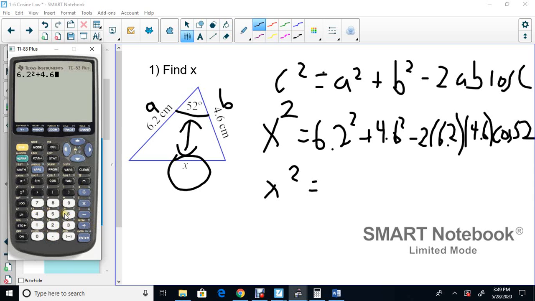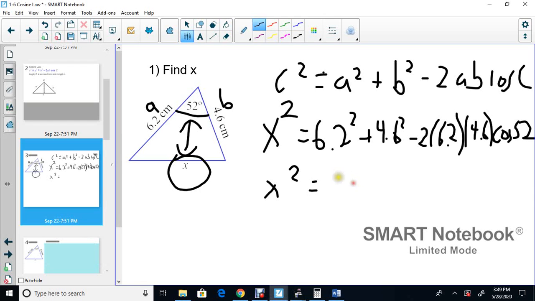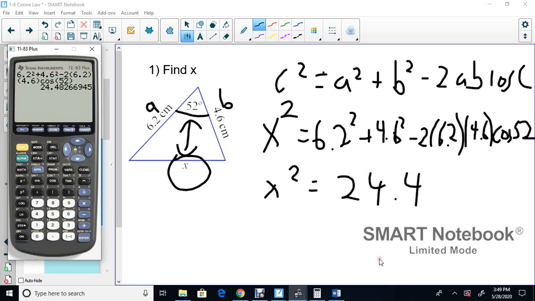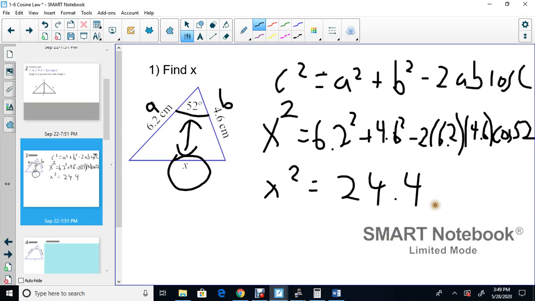4.6 squared plus minus 2 bracket 6.2, close the bracket, open the bracket, 4.6, close the bracket, cosine 52, and I'll just close that bracket, and I'll hit equals. Wow, right away I get my answer, 24.4, let's see what that was, 24.483. Okay, now it's x squared equals that.